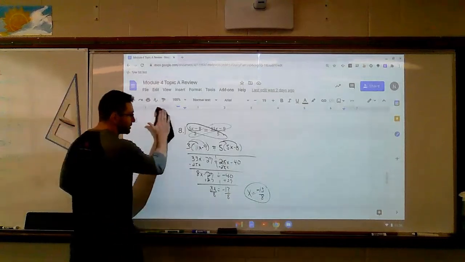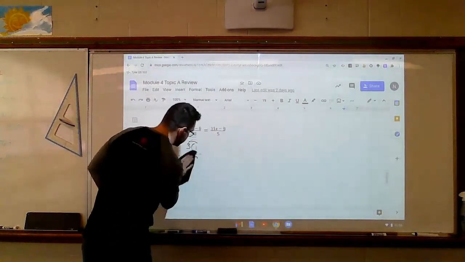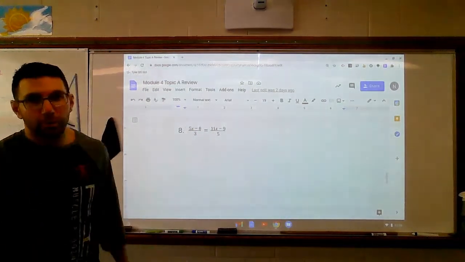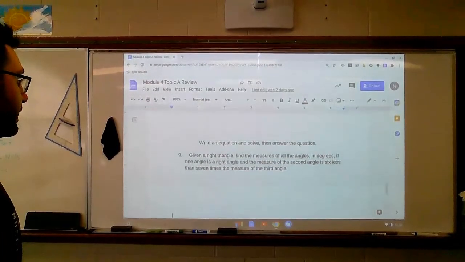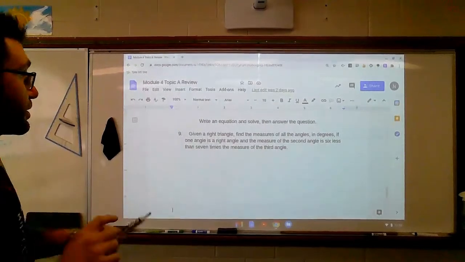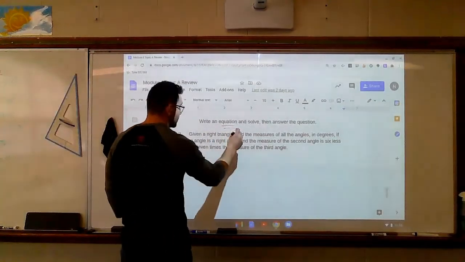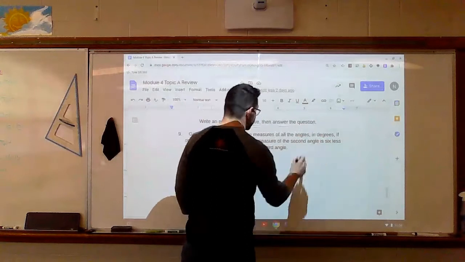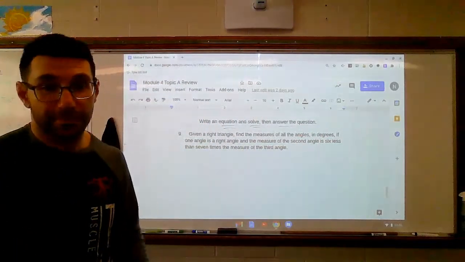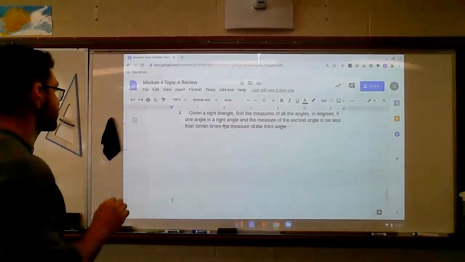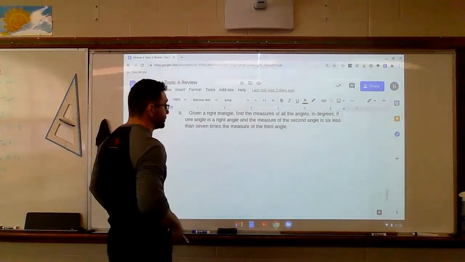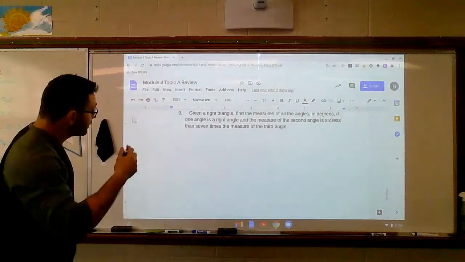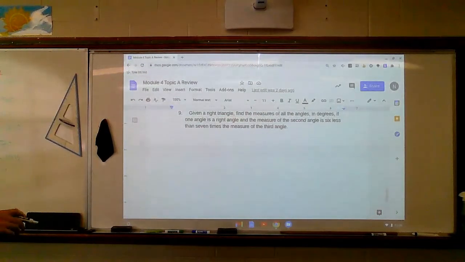Last but not least, one more word problem that I think is easy, but hopefully you will as well. This combines what we did. So notice, write an equation, solve, and answer the question. There's a bunch to this, okay? So, given a right triangle, find the measure of all of the angles in degrees, if one angle is a right angle and the measure of the second angle is 6 less than 7 times the measure of the third angle.